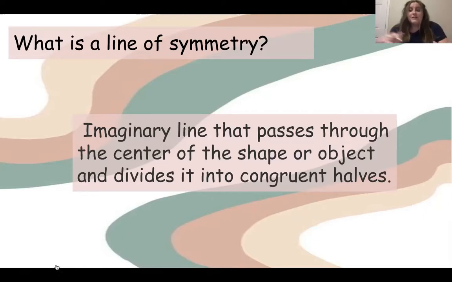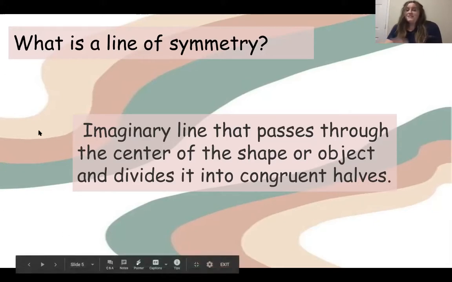Does anyone know what congruent means? All right, Emily or Trent? Congruent, it means they're both similar. They're the same, that's correct. Which means I'm going to teach you how to draw an imaginary line of symmetry.